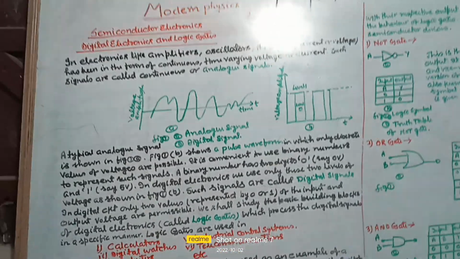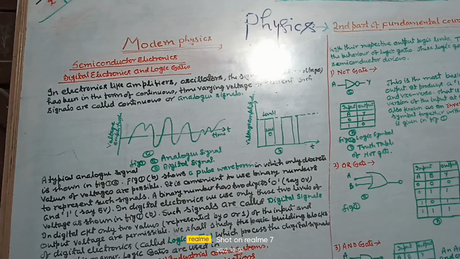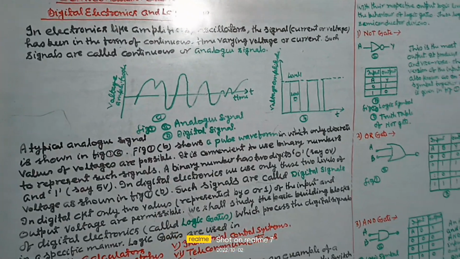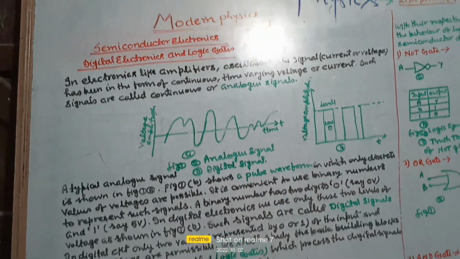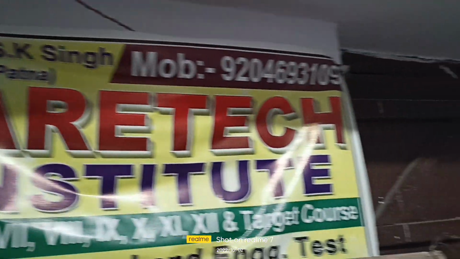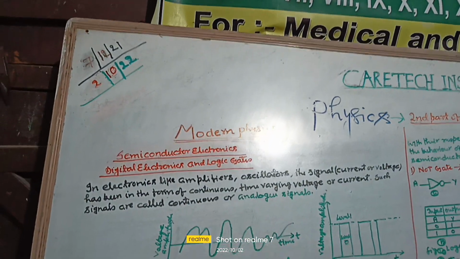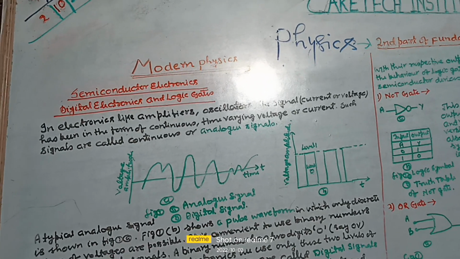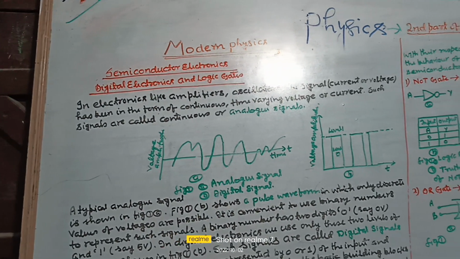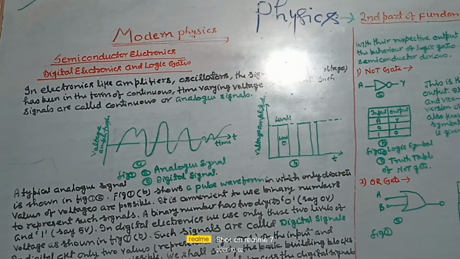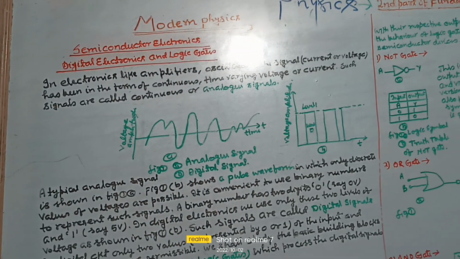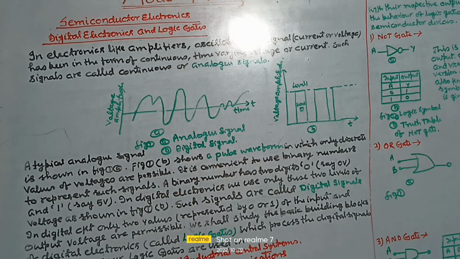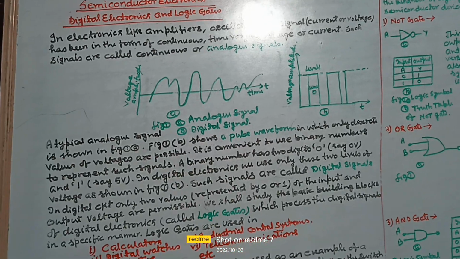Today, we shall study about digital electronics and logic gates in the semiconductor electronics chapter of modern physics. In electronics like amplifiers and oscillators, the signal, current or voltage, is in the form of continuous time-varying voltage or current. Such signals are called continuous or analog signals. Analog and digital signals are shown in figures 1a and b.